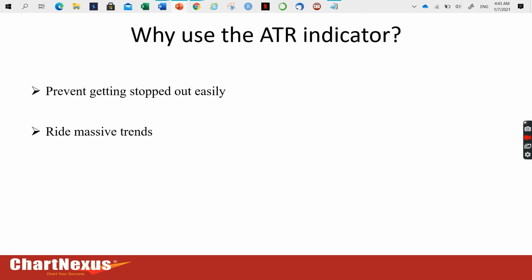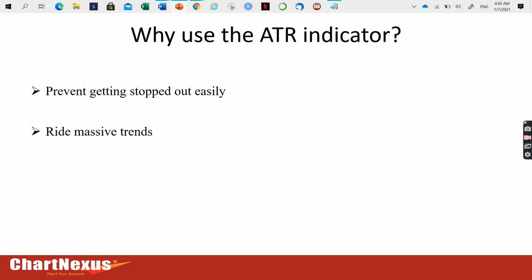So why should you use an ATR indicator? Now, usually we use an ATR indicator to prevent ourselves from getting stopped out easily. Now, I know probably a lot of you have traded the market before, and you always hear the idea of having to set a stop loss, right? You have to set a stop loss in order to protect yourself in case the market does move against you.